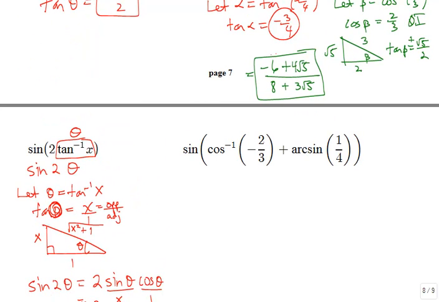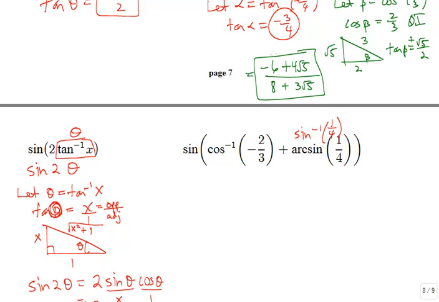Okay, next one here. We want the sine of the inverse cosine of negative 2/3 plus the arc sine of 1/4. And I haven't really talked about this arc sine notation. Arc sine is another way of just writing inverse sine. It's kind of an older way of doing it. You don't see it that often, but just know that occasionally it might pop up, and all it means is inverse sine of 1/4. So arc sine and inverse sine mean exactly the same thing.